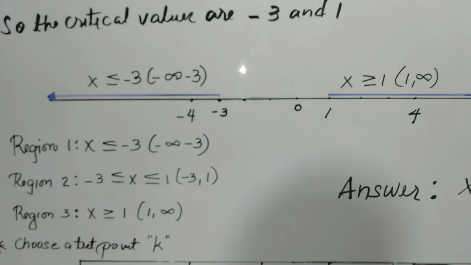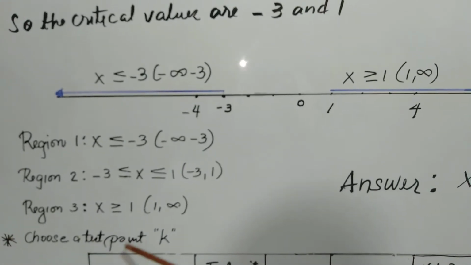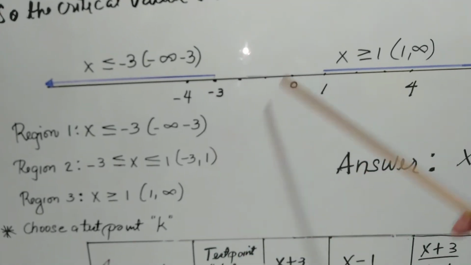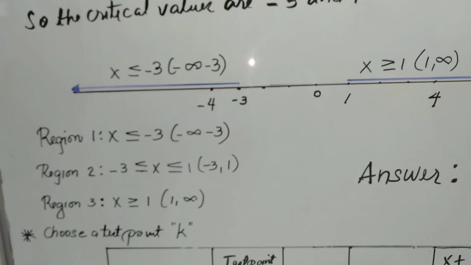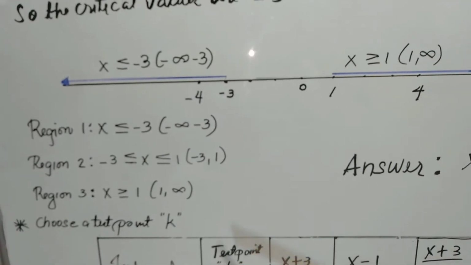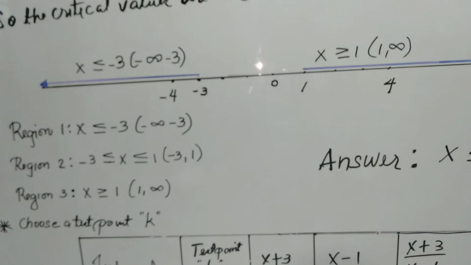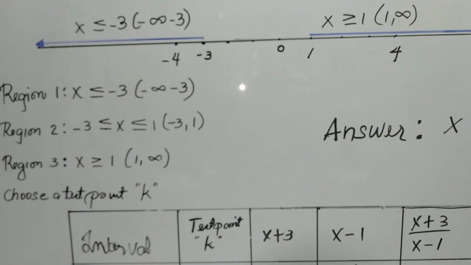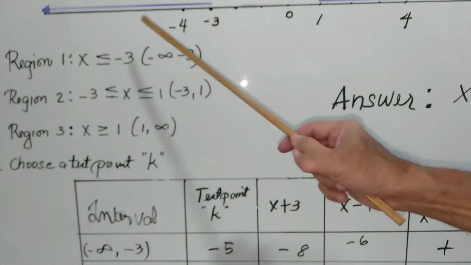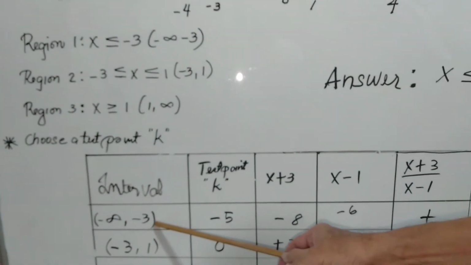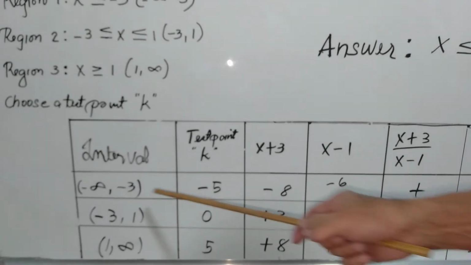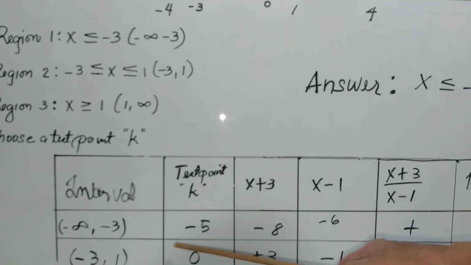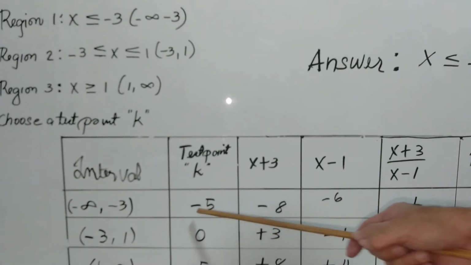So we're going to tabulate, and you choose a test point K. We call the test point K. For these 3 intervals, we're going to assign this test point K. So for our numerator x plus 3, we choose a test point K from negative infinity to negative 3, so choose a number in this interval. We choose negative 5.